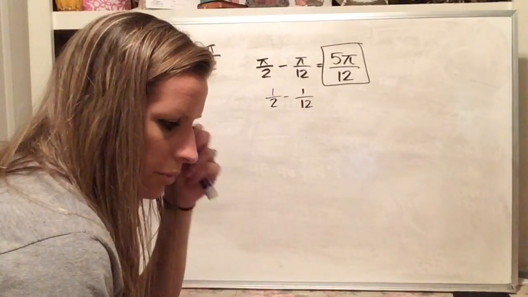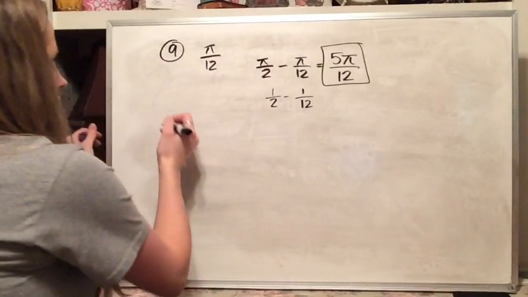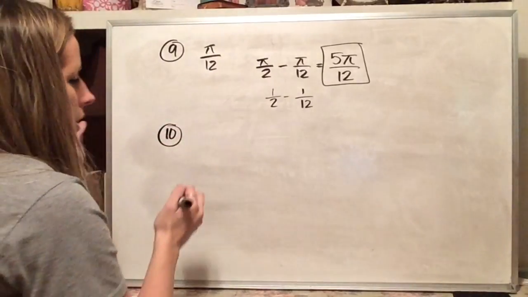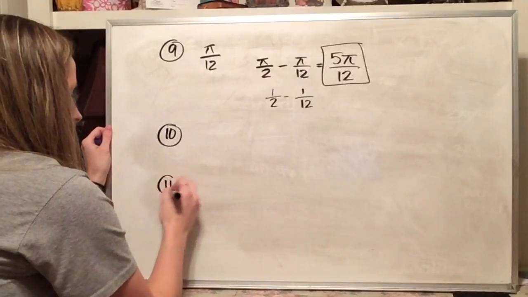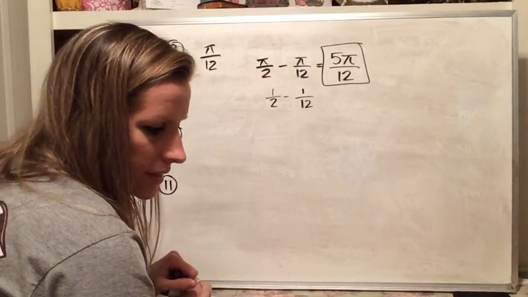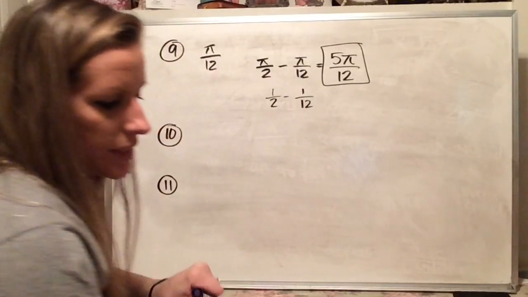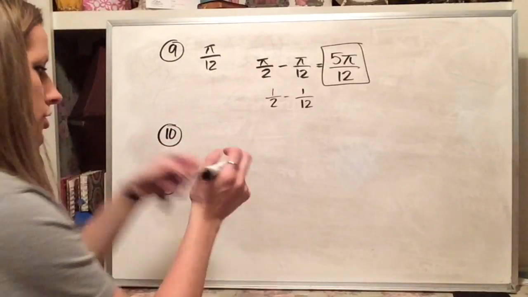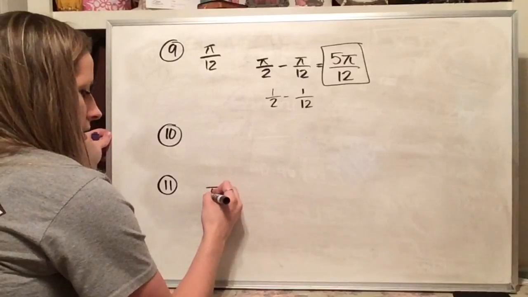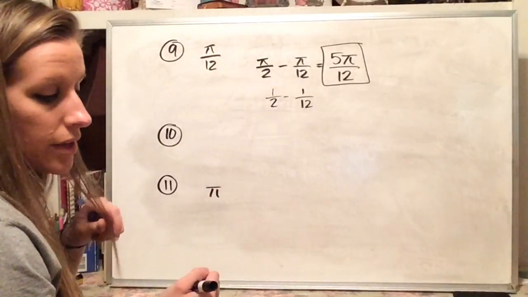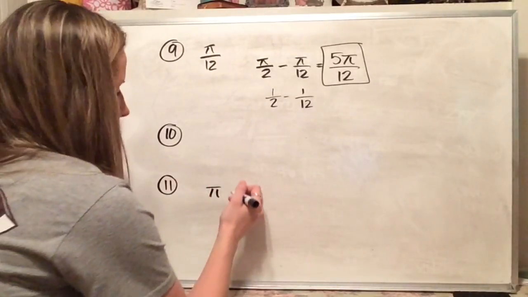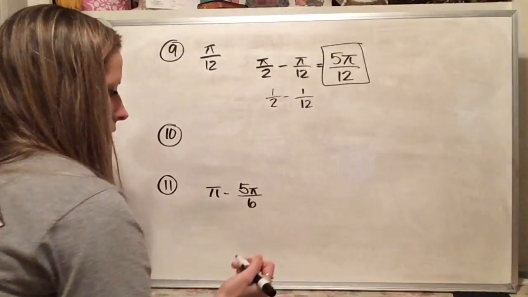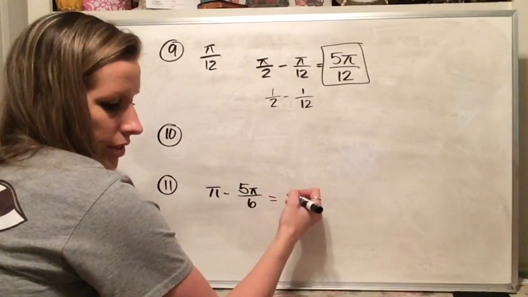Let's do a supplement. So let's skip 10 for now. I'll let y'all do it here in a minute and we can check. Number 11, we want to find the supplement of 5 pi over 6. So supplement is 180 degrees, which is the same thing as pi. Right? So we're going to take pi minus 5 pi over 6. And I want you to leave your answer in terms of pi.